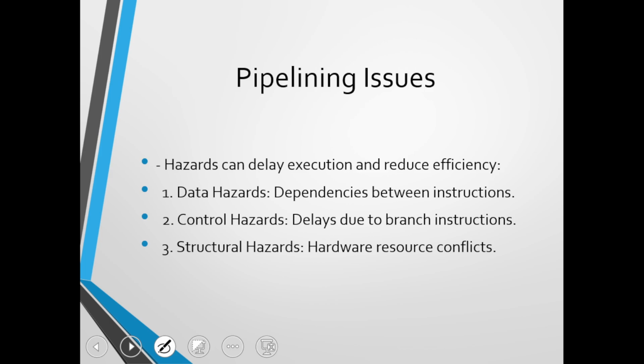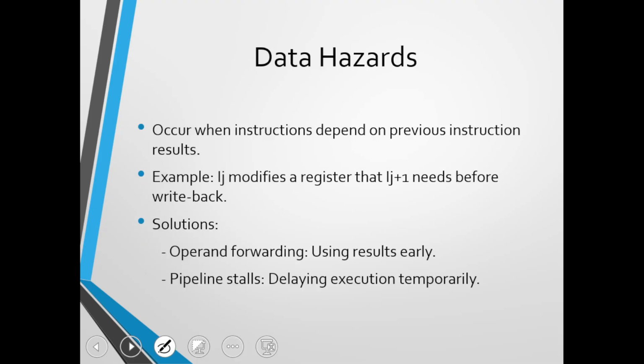One instruction depends on another instruction. Control hazards are delays due to branch instructions, which may cause delays. And structural hazards are the hardware conflicts that we will discuss in upcoming slides.